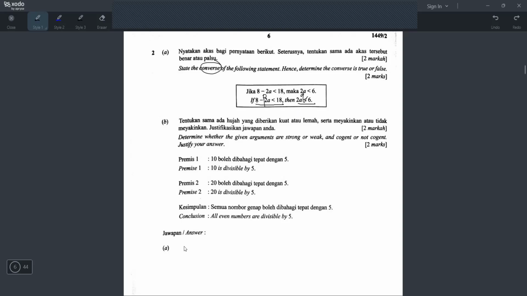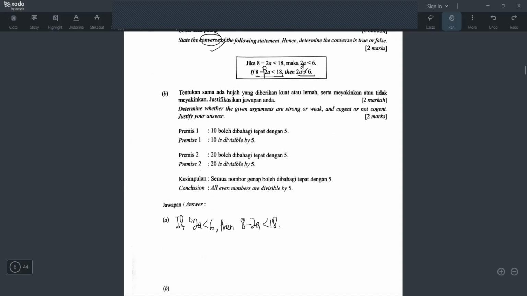Okay, how to find the converse? The converse is you have to take your antecedent and your consequent and switch places, right? So what happens is it will become if Q then P. So what you have to write now is if 2a smaller than 6, then 8 minus 2a smaller than 18, right? This is the answer for the converse, right? But then it says hence determine whether the converse is true or false. So I have to determine whether it's true or false.